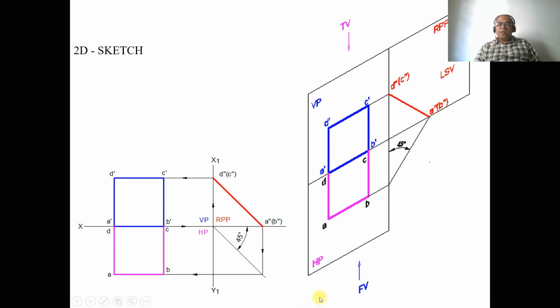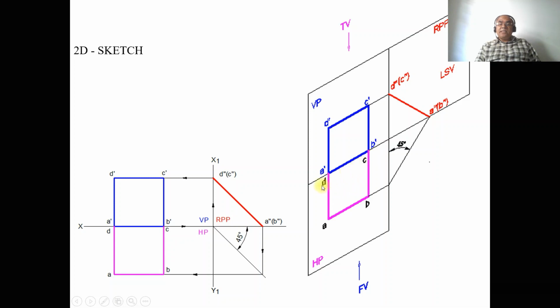That is VP, HP and RPP. So you get A dash B dash, B dash C dash, C dash D dash and D dash A dash, and this is AB, BC, CD and DA. So here, A dash B dash is on the XY line. You can see A double dash B double dash is on HP and D double dash C double dash is on VP. So when you look from the left side view, A dash and D dash are near to the observer. So A double dash and D double dash are visible, and B dash and C dash, which are away from the observer, so B double dash and C double dash are invisible.